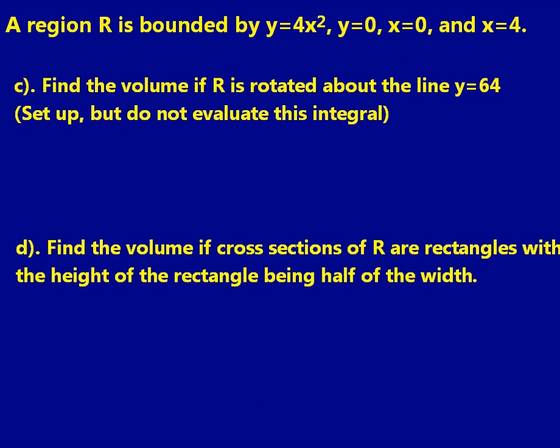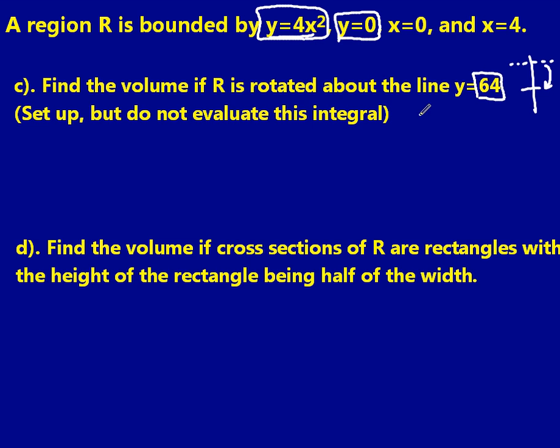All right, for C here, they want to know the volume if it's rotated now around the line y equals 64. They're asking you to set this one up. Don't even try to evaluate it. So here's what you're going to do first. Your equations that are bounding this region are y equals 0 and y equals 4x squared. I need to shift those down by 64 because this line is up at 64. We need to shift everything down to bring it to the axis.